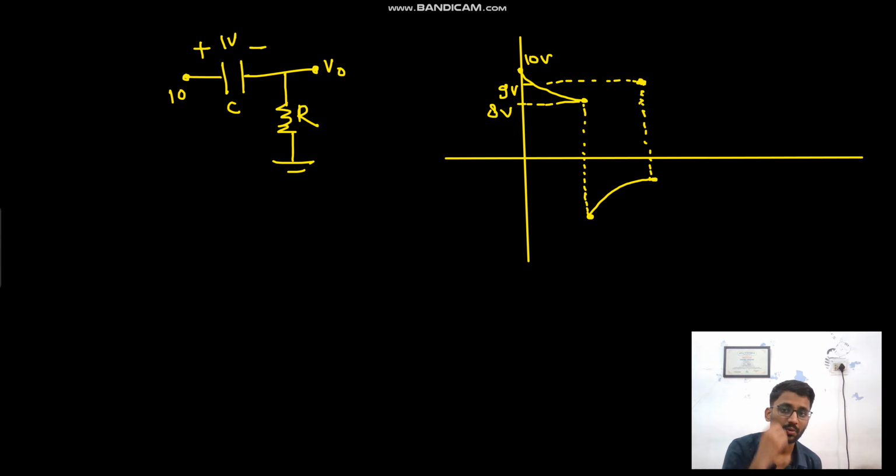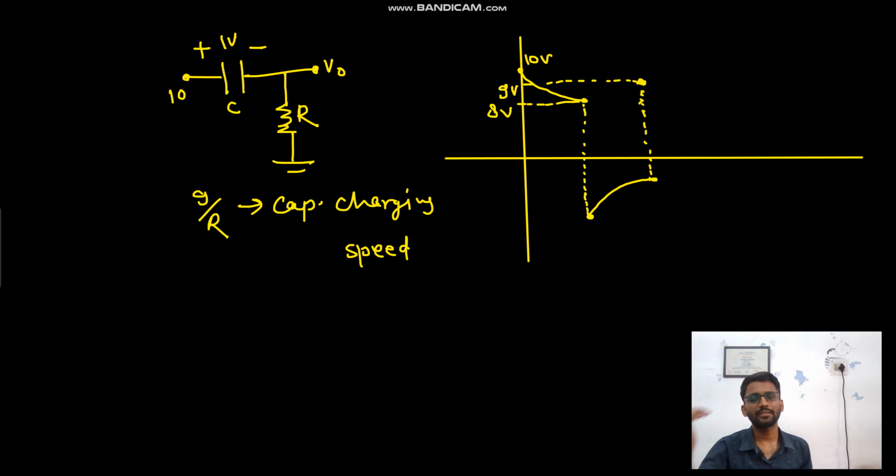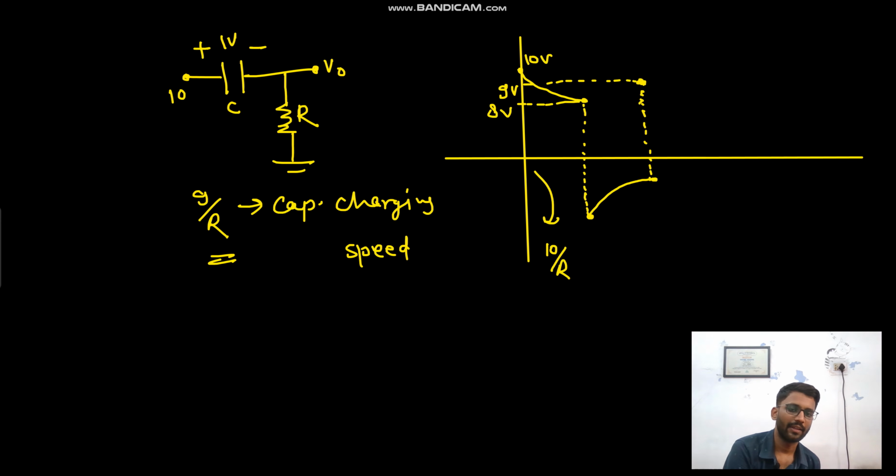So now the speed of charging is 9 by R. Capacitor charging speed. So now the speed of capacitor charging is decreased, right? Here we had 10 by R speed. Here we had 2 by R. Now we are having 9 by R. We went down for 2 volts. Here we went down for 2 volts.